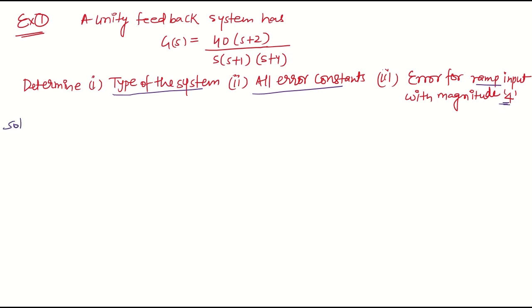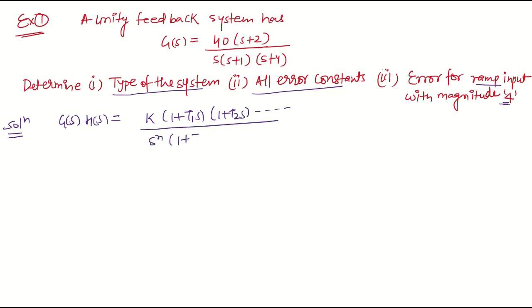Now, to solve these types of problems, first we need to convert the open loop gain into a standard form. If you remember, we took G(s)H(s) in the time constant form, which is K(1+T1 s)(1+T2 s) and so on, divided by s to the power n times (1+Ta s)(1+Tb s) and so on. So first we will convert this. H(s) is equal to 1 for this system, since it is given that it is a unity feedback system. So for this system, G(s)H(s) is equal to 40(s+2) divided by s(s+1)(s+4).